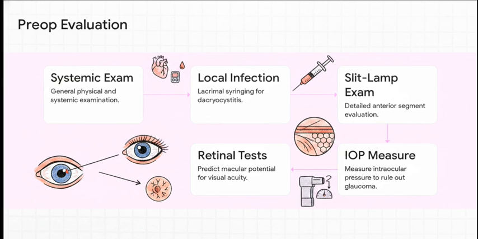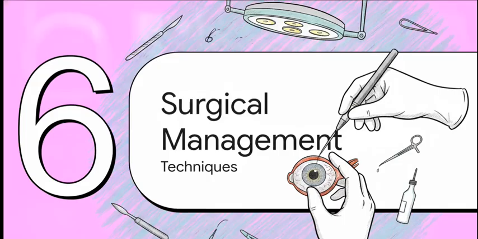Step 3, do a deep anterior segment exam to check the corneal endothelium. Step 4, measure IOP to rule out existing glaucoma. And finally, Step 5, verify macular potential. If the retina behind that cloudy lens is already destroyed, surgery won't help. So we use tools like laser interferometry to predict their post-operative visual outcomes. And finally, Section 6, surgical management techniques.